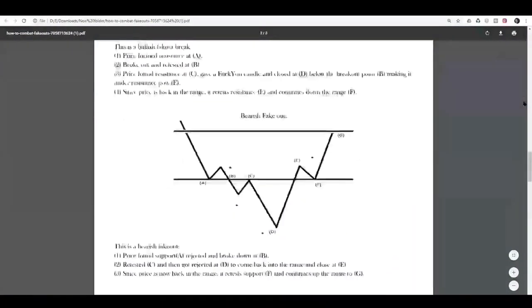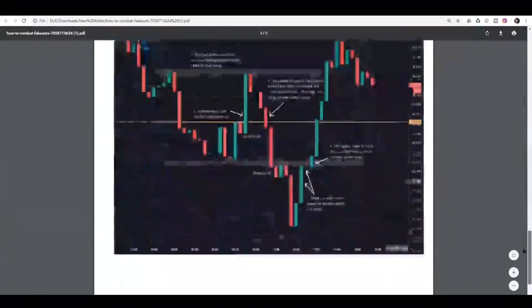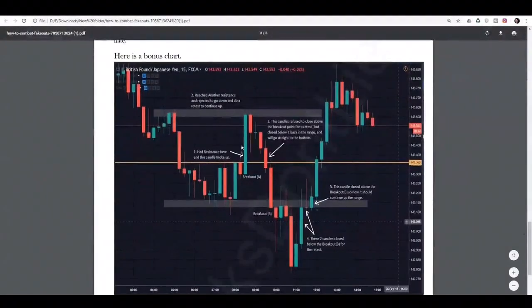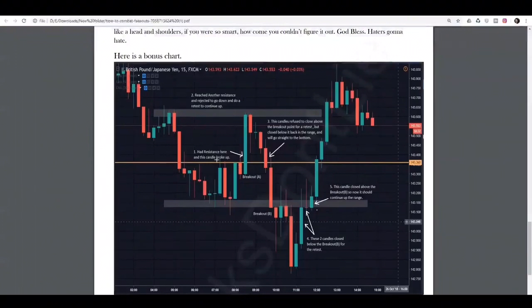Yeah, see, I've been numbering captions since a year ago. So it just made me better. All right, so number 1, had resistance here when this candle broke up, so this was resistance. Candle broke up. So this was resistance here, candle broke up, came up to this resistance, another resistance reached, and the candle rejected to go down to retest, right? So this was resistance reached over here.